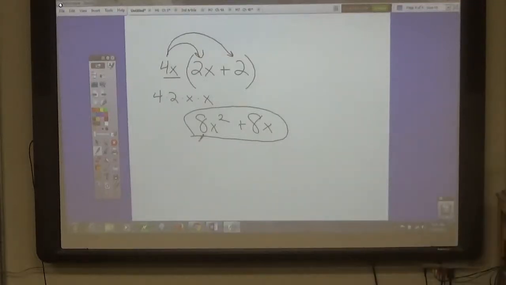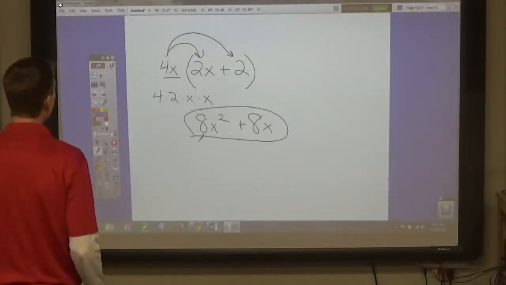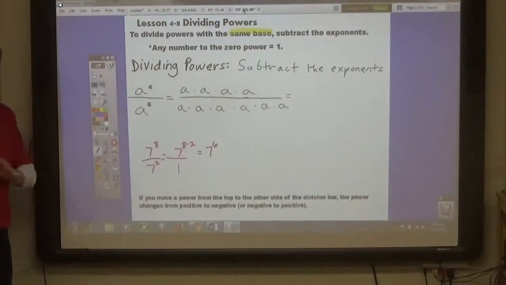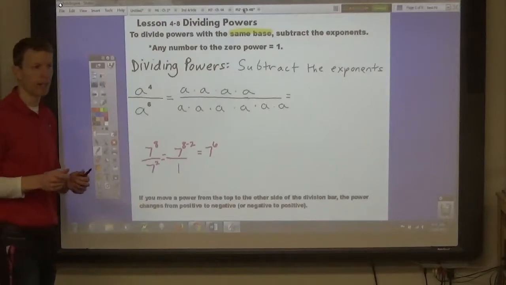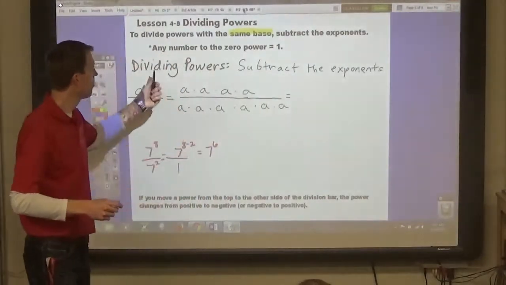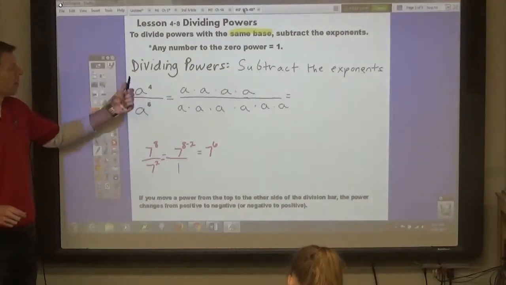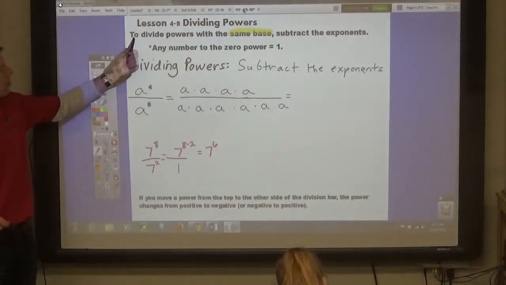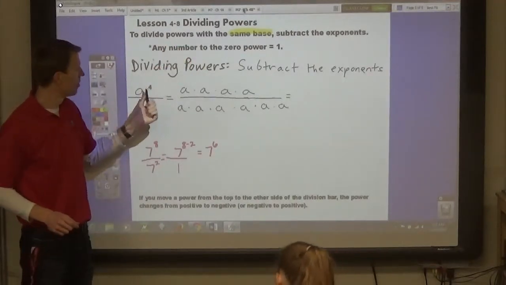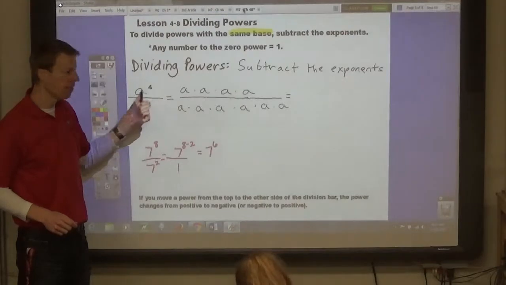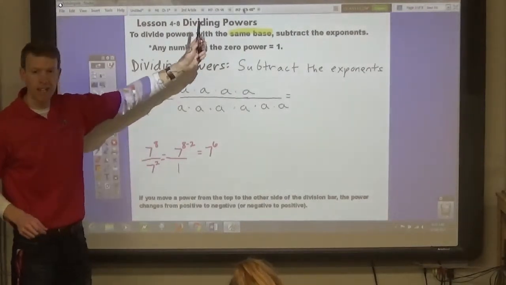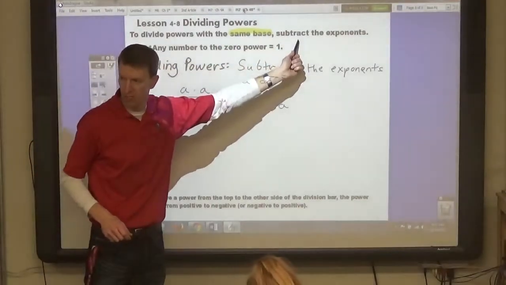Kids, we're going to talk about lesson 4-8, which is on dividing powers. Yesterday we worked on multiplying powers and multiplying variables together. And today we're going to talk about dividing them. So, the rule that we're going to talk about is that when you have powers, like a to the 4th divided by a to the 6th power, then you can find the answer by subtracting the exponents.